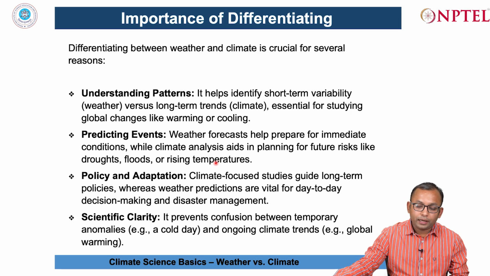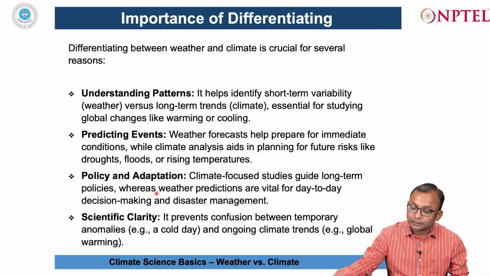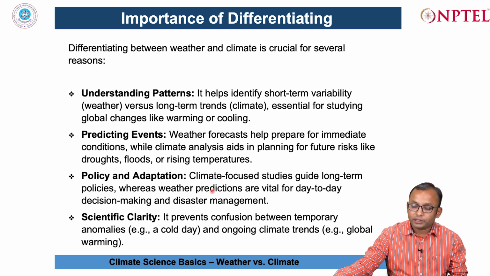The third important point is policy and adaptation, why we are looking at the differences between these two terminologies. When we are looking at climate focused studies, they are important for long term policy making, while weather predictions are vital for day to day decision making and disaster management. For example, if we are interested in what is going to happen next day, whether there is any big rainfall or a higher amount of rainfall in one particular region, then we are talking about a very short term forecast. However, if you are interested in the overall changes in the climatic behavior, so that we can correlate with the climate change pattern of a particular region, then we are interested in the overall climate changes or long term policies of that particular region.